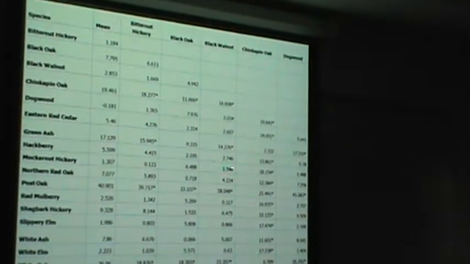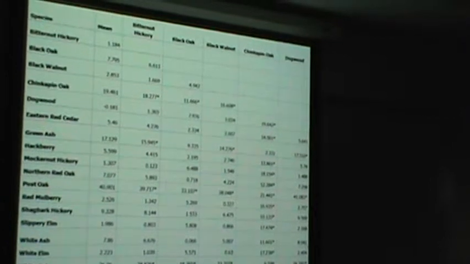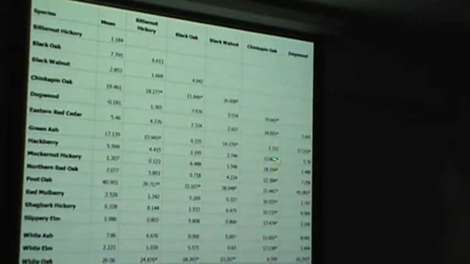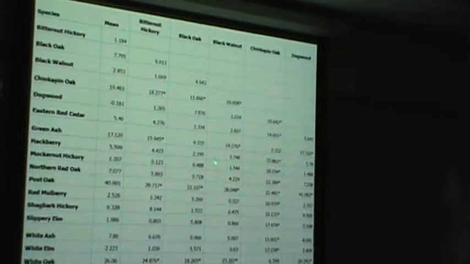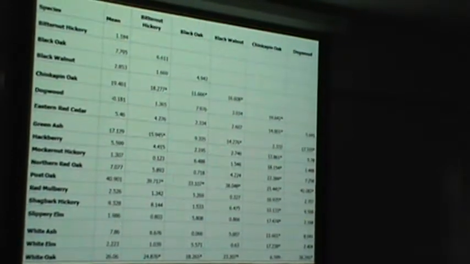Here, this is the comparison of means for foliage biomass. Hackberry was significantly different only with one specific tree, and that's chinkapin oak.